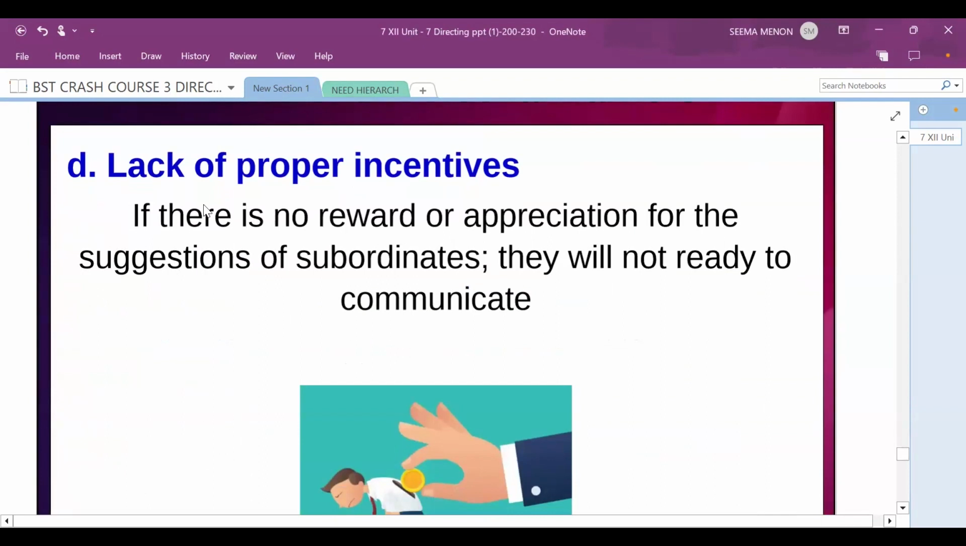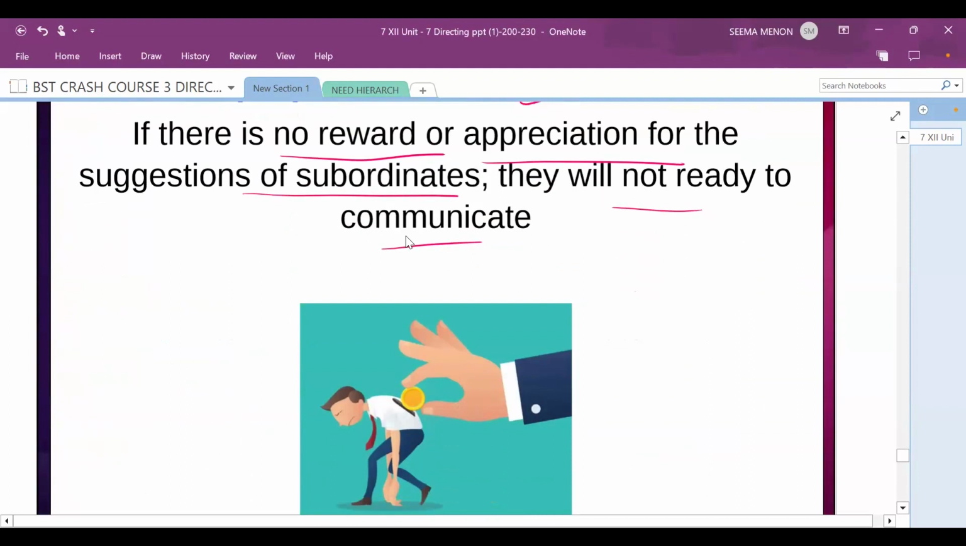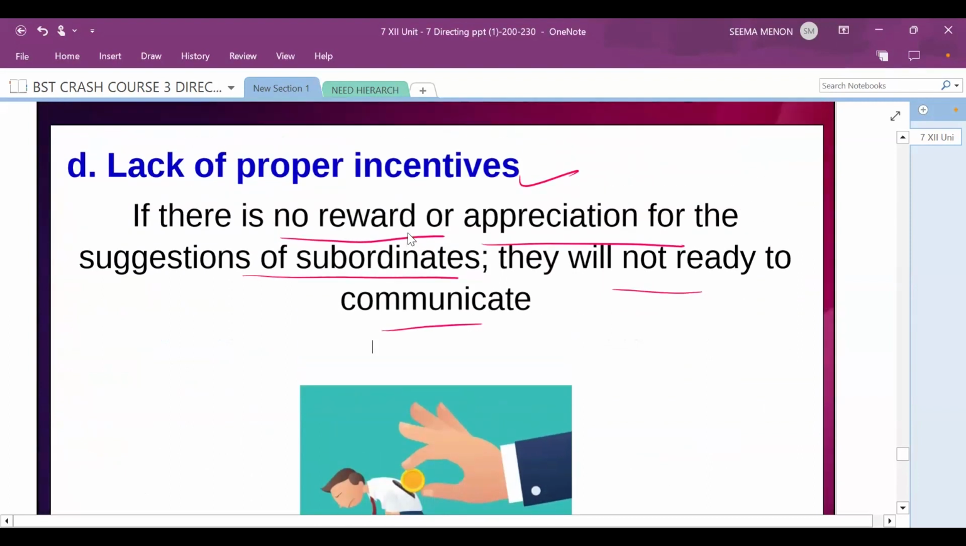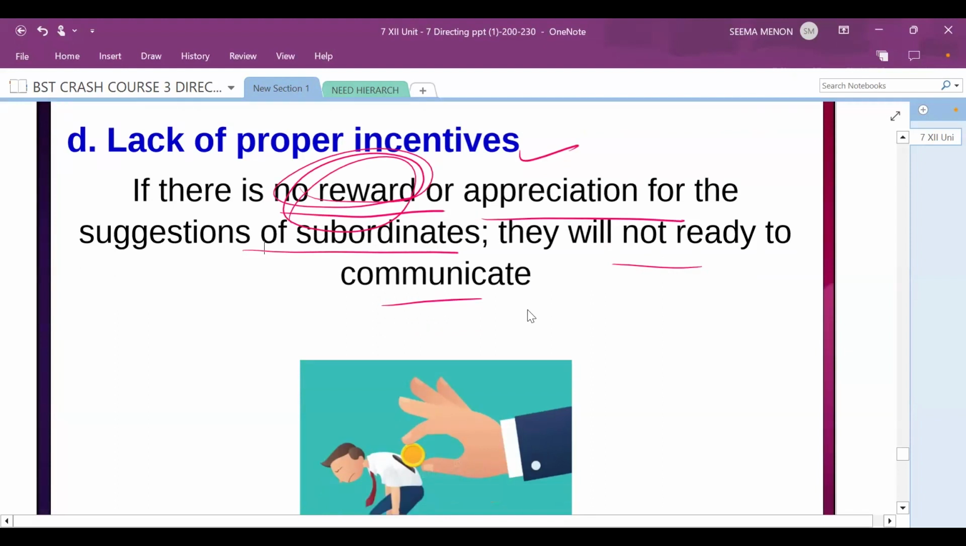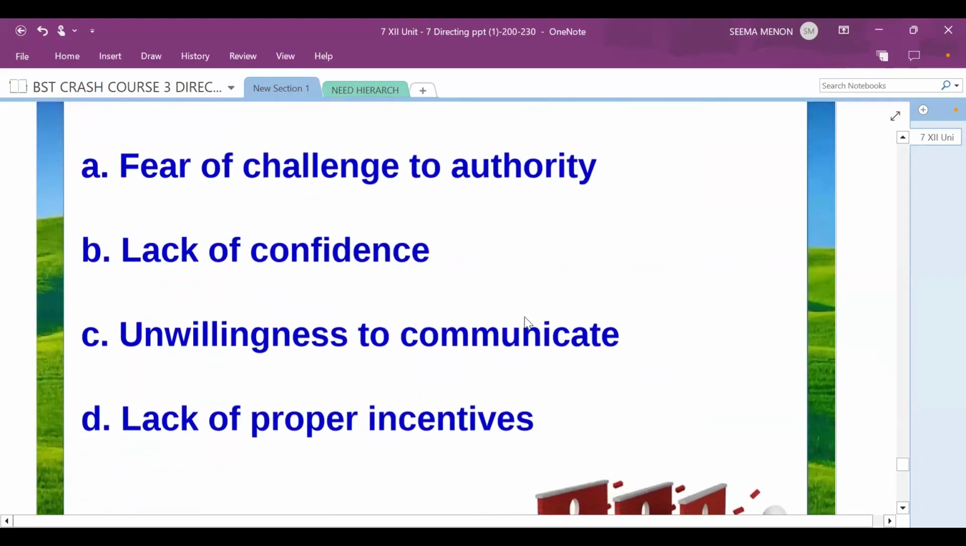Next one is lack of proper incentive. If there is no reward or appreciation for the suggestions of subordinates, they will not be ready to communicate. Always our subordinates, what they want, they also want to get appreciation. Then they will not be ready to communicate because every time they are giving some good suggestions or some good ideas to their manager or the superior, but the superiors are never giving any reward. They are not even appreciating them. That time what will happen? These subordinates will not be ready to communicate. That is one of the important points.